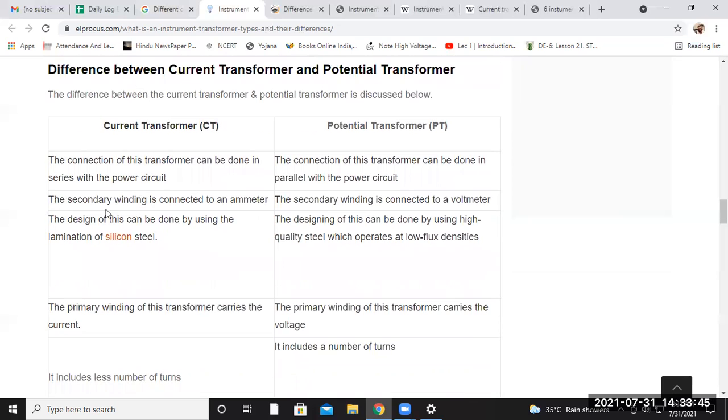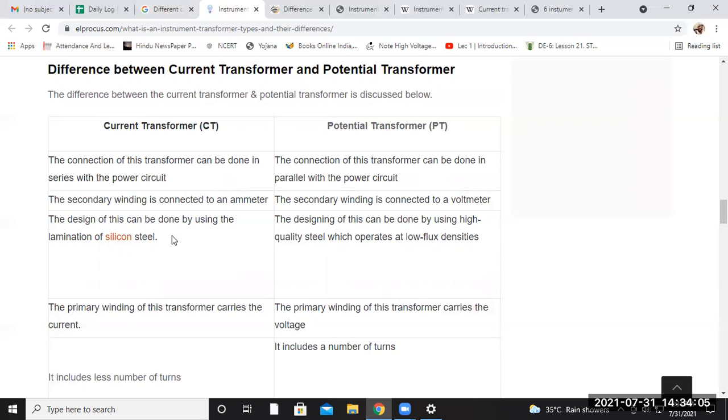The second point is that the secondary winding is connected to an ammeter for the current transformer. In the potential transformer, the secondary winding is connected to a voltmeter. You can see that this ammeter is correlated with the current transformer, and this voltmeter is correlated with the potential transformer.